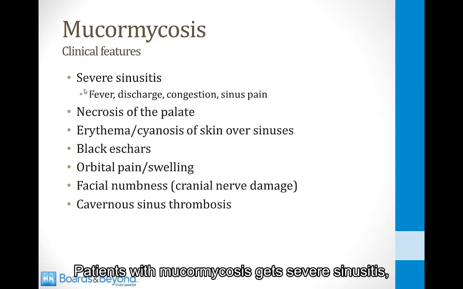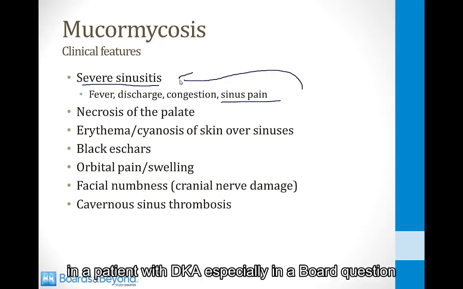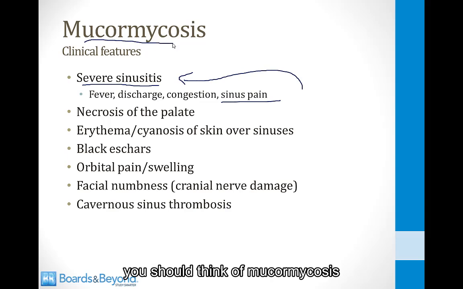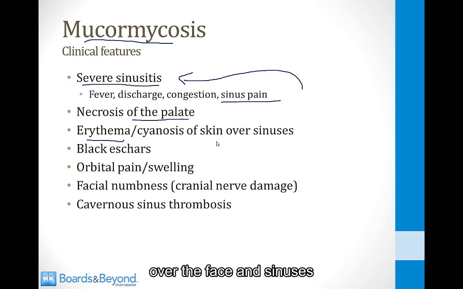Patients with mucormycosis get severe sinusitis, fever, discharge, congestion, sinus pain. If you ever see something like this happening in a patient with DKA, especially in a board question, you should think of mucormycosis. There can be necrosis of the palate, so when you look in the mouth you can see dead, dying tissue. There can be redness and cyanosis of the skin over the face and sinuses, and this is because the fungus is eating away the blood supply. Black eschars may be seen. Eschars are black, dead, dying tissue.